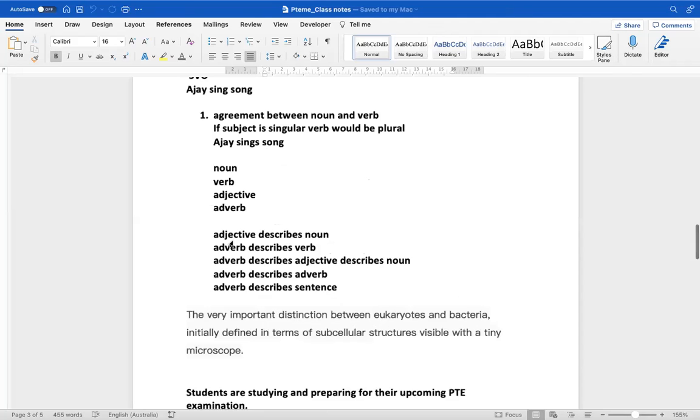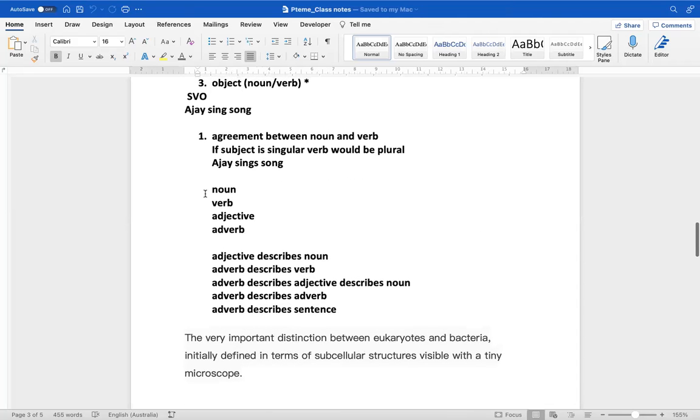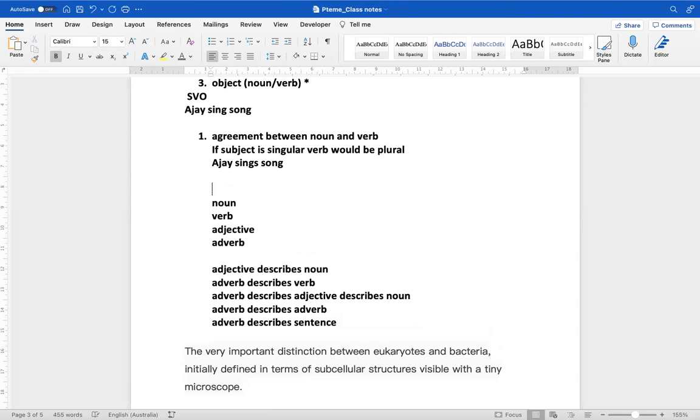So, grammar. In English we have parts of speech. What are parts of speech? They are the important things that help to form a sentence. We have a total of nine parts of speech in English, but we only use eight in PTE. Nine out of eight. Why? Because the one part of speech, interjection, we don't use in academic language.